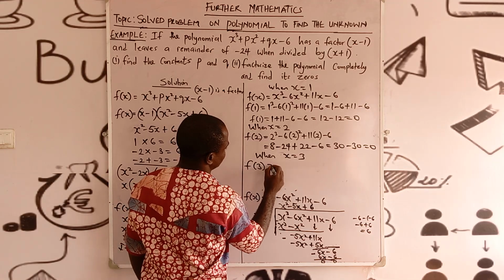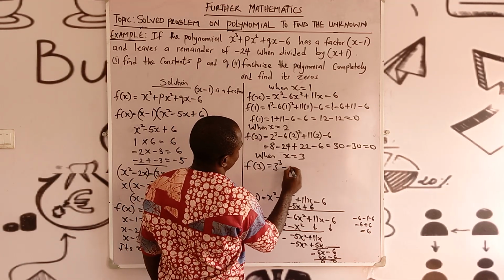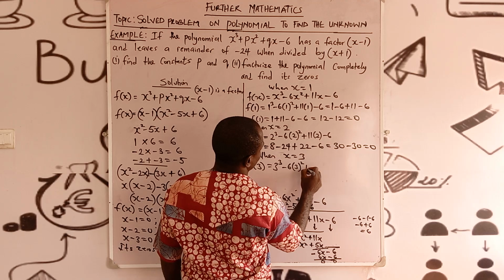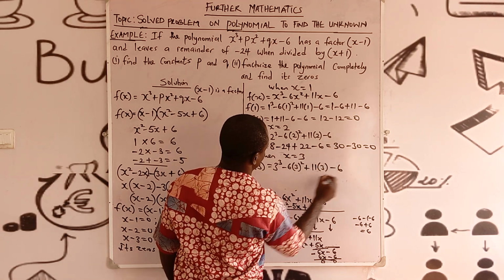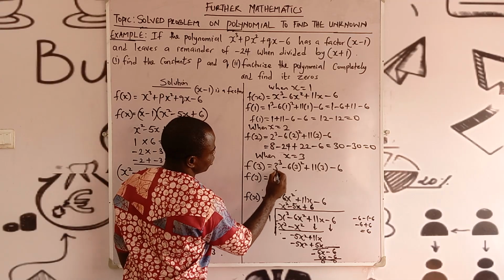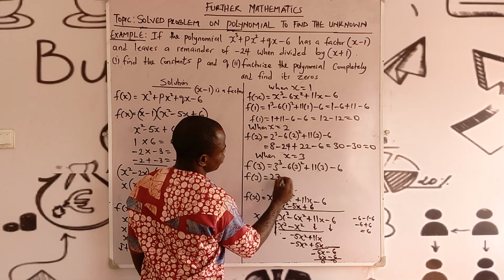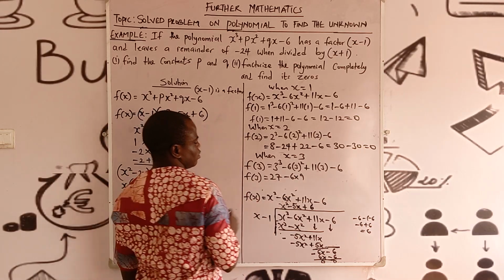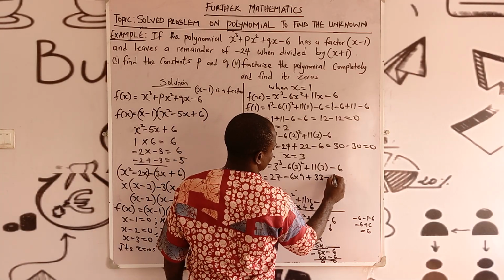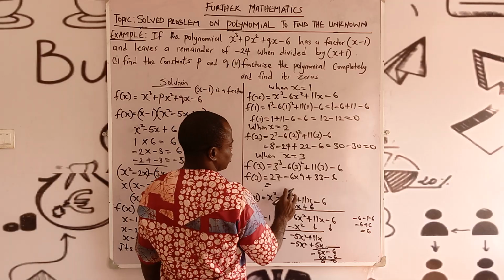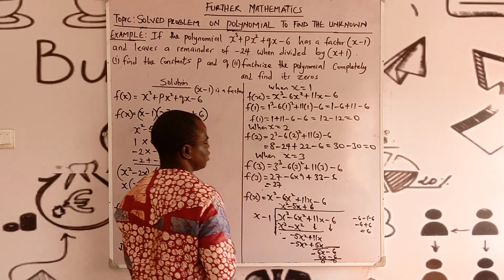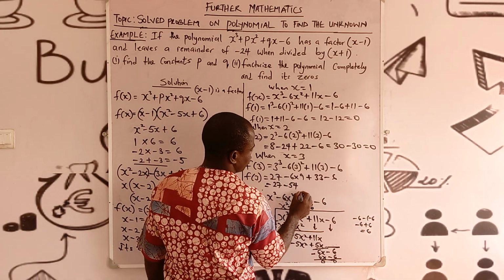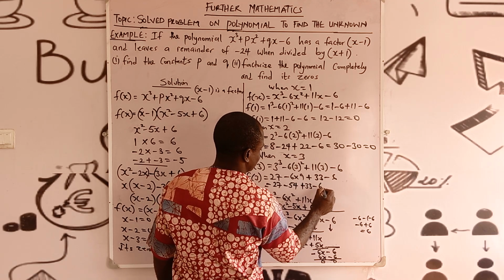When x equals 3, f of 3 equals 3 raised to power 3 minus 6 times 3 squared plus 11 by 3 minus 6. f of 3 equals 3 raised to power 3, that's 27, minus 6 times 9, plus 33 minus 6. Now we have 27 minus 6 times 9, that's 54, minus 54 plus 33 minus 6.